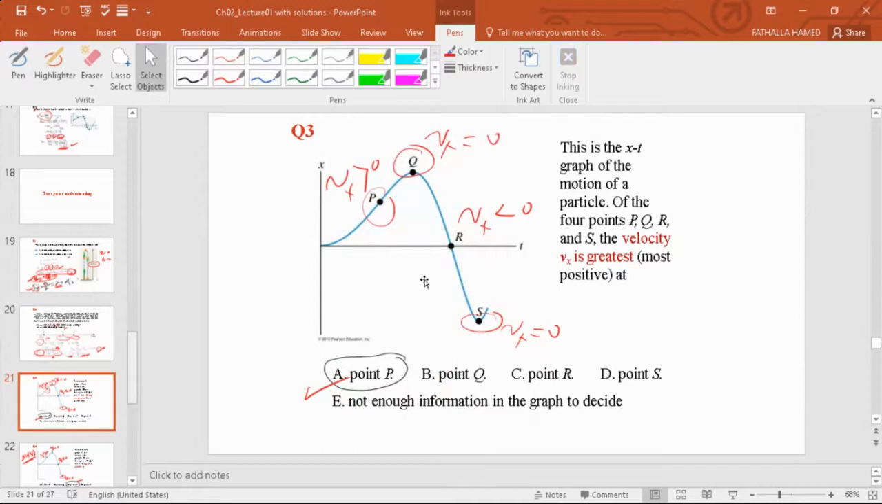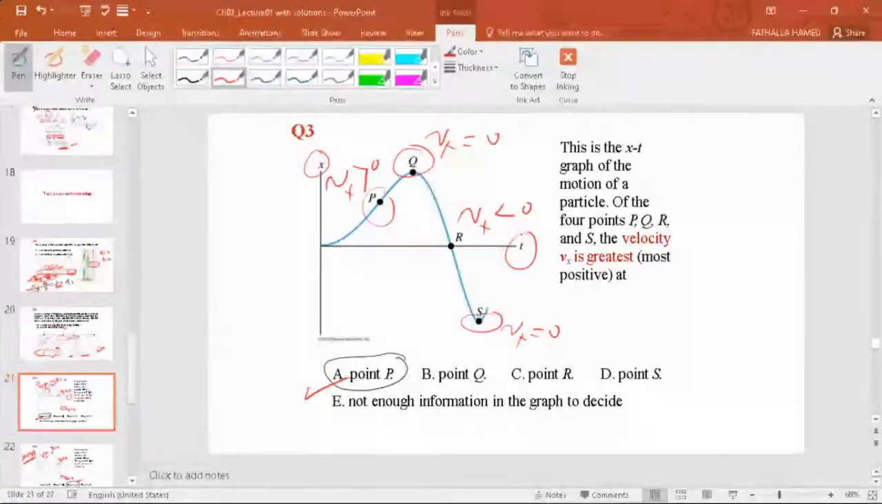In this question here, they give you an x-time graph, and they ask you at which point is the Vx greatest. So if you look at point B and you draw a line tangent to B here, and you take the slope of this line, it will give you a positive value. So the Vx here will be greater than 0.